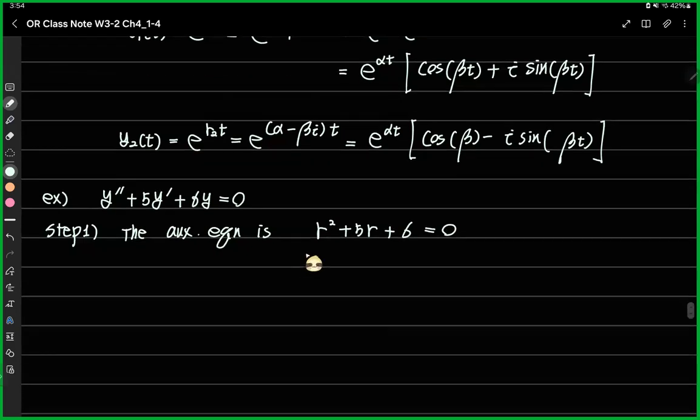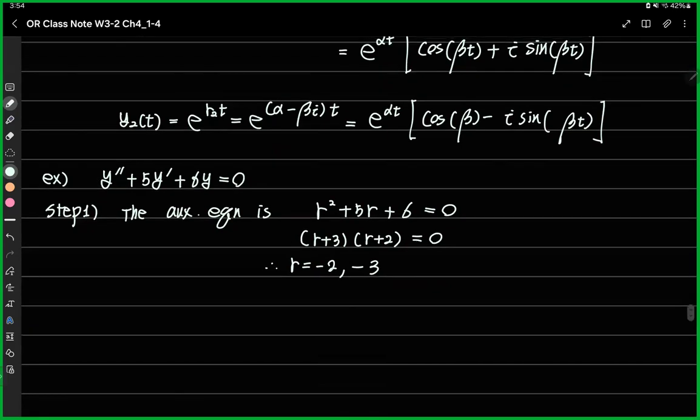So now this is going to be r plus 3 times r plus 2, equal to 0. So r is minus 2 and minus 3, right? So we got two distinct real roots. Thus y1 of t is e to the negative 2t, and y2 of t is equal to e to the negative 3t. And these are solutions.